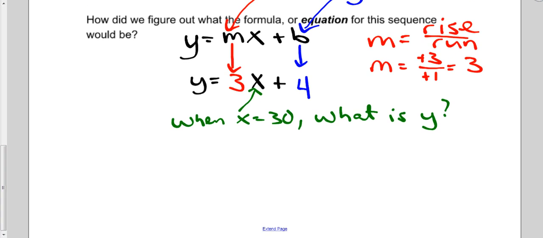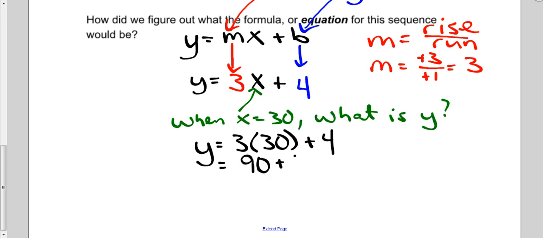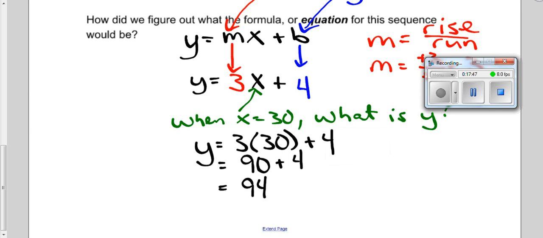So y, I'm going to do this all in black, y equals 3 times 30 plus 4. And then all I have to do is simple math. So y equals 3 times 30 is 90, and I keep the plus 4, and then 90 plus 4 is 94. So there you have it, part 1 in the books.